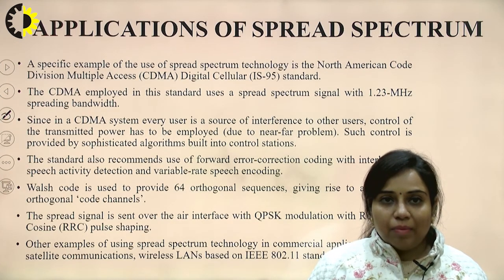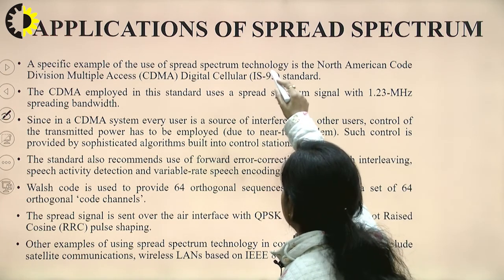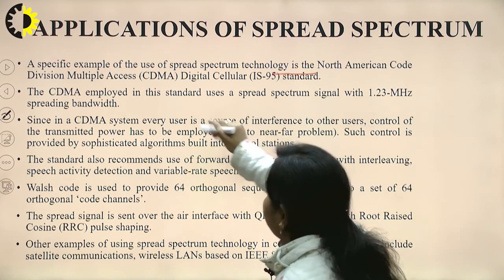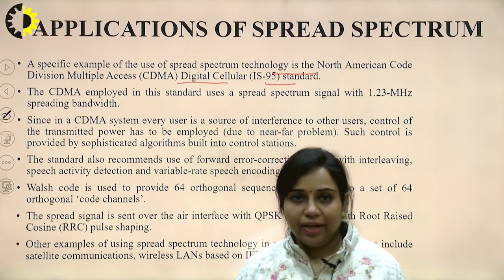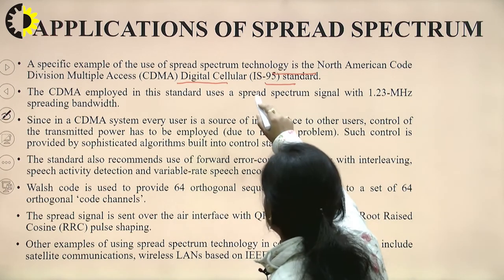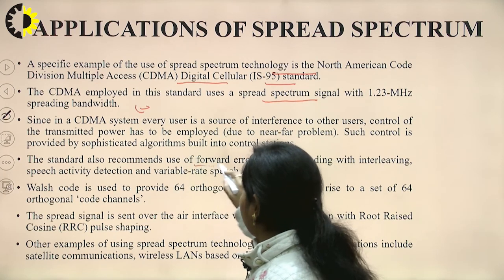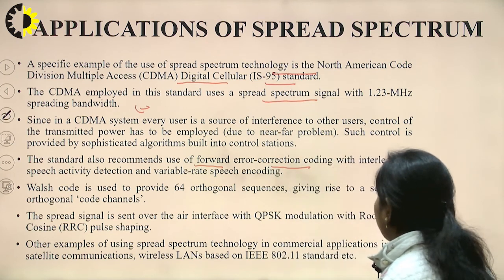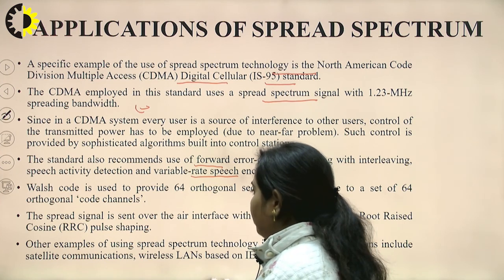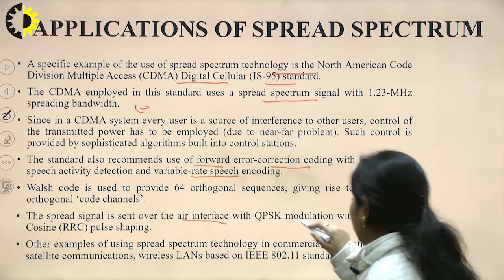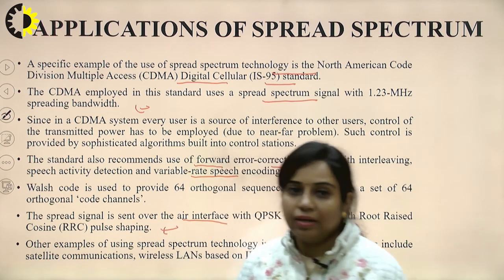Now the last one is the application of SS modulation. A specific example of the use of SS technology is in the North American CDMA code, also known as IS-95. CDMA in the standard uses a spread spectrum signal with 1.23 megahertz of spreading bandwidth. The standard also recommends the use of forward error correction coding with interleaving, speech activity detection and variable rate speech encoding. The spread signal is sent over the air interface with QPSK modulation with root raised cosine pulse shaping, denoted by RRC pulse shaping.